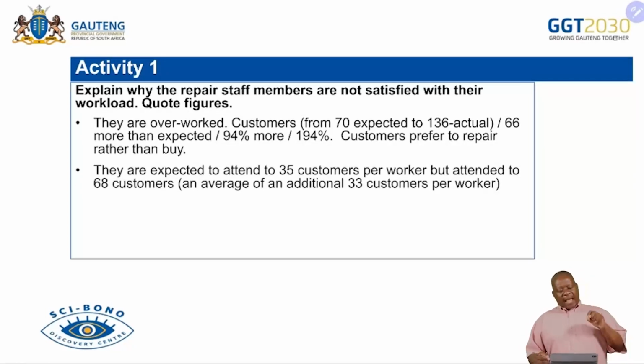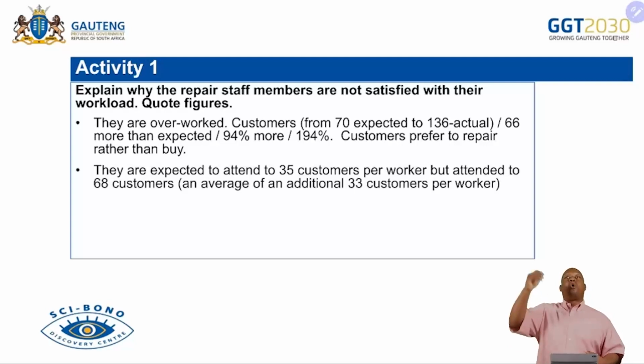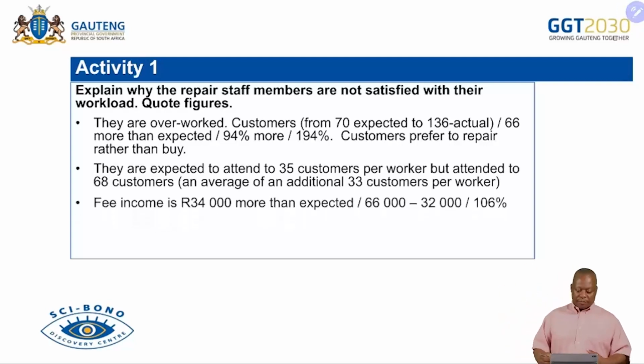Now, they are also expected to attend to 35 customers per worker, but they attended to about 68 customers, an additional of about 33. Oh, too much. Going to work expecting to serve only 35, ending up serving 33 more than that. So it means it's nearly double.